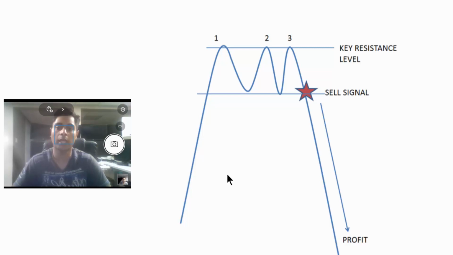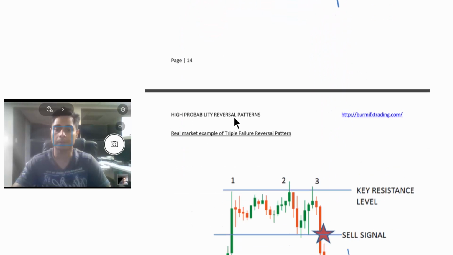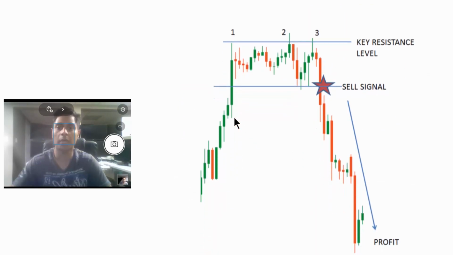Rule number 2 is you must have an open spike going into your key level. And rule number 3 is you must control your risk. You should not risk more than 0.5% on a single trade. So let's look at a real market example of triple failure. So here we have a real market example of forex triple failure that brings us lot of money, lot of pips.